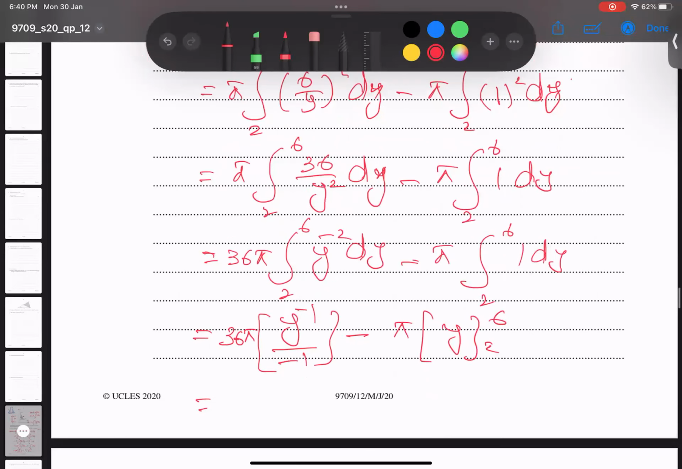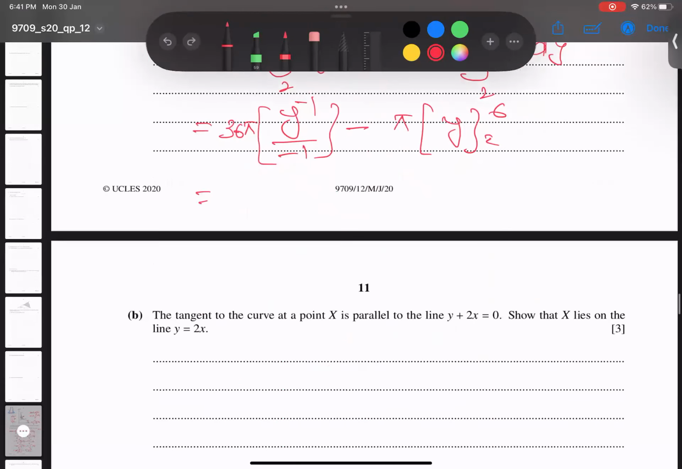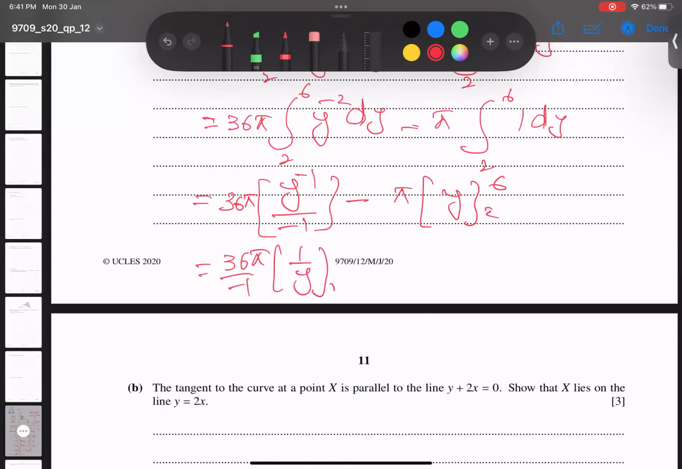Okay, now simplify. This turned out to be negative. Negative you can bring outside, okay, and y to the power minus 1, bring down. So in this sense, I get 36 pi times minus 1 by y, and the limit is 2 to 6. And here I'm getting y, 2 to 6. Let's apply limits. When I plug 6 here, I get 36 pi outside, and 1 by 6 minus 1 over 2 comes from here.